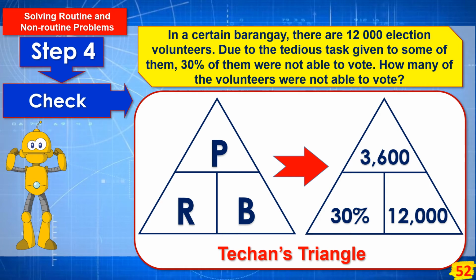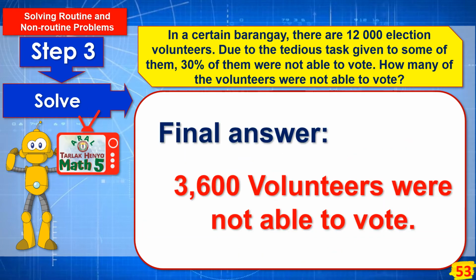To check, using the formula in finding rate, which is R is equal to P divided by B, substitute P to 3,600 and B to 12,000. 3,600 divided by 12,000 is 0.30. What is 0.30 in percent? Yes, you are correct if your answer is 30%. Therefore, our final answer is correct. 3,600 volunteers were not able to vote.